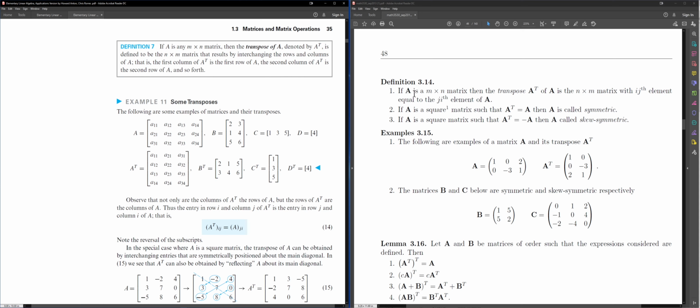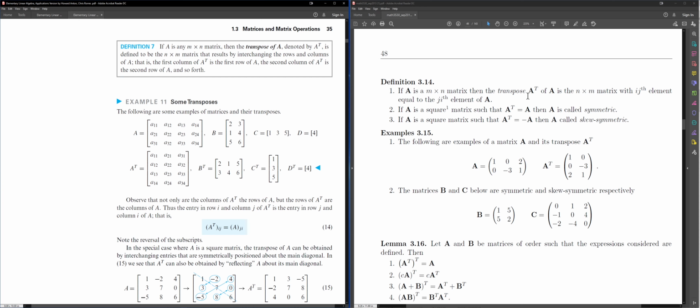So what we want to look at here is the transpose of a matrix. If I have some matrix A and the matrix has m rows and n columns, then the transpose of A, which is denoted by A transpose, A with superscript T, will have n rows and m columns. So the number of rows and the number of columns are going to switch.